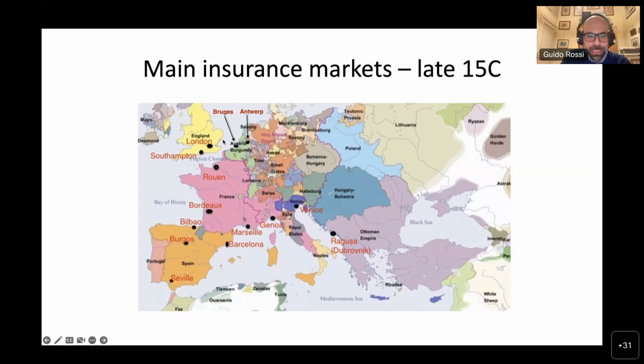We have to pay attention to England on the one hand, and here in modern day Belgium, to two cities, Bruges on the one hand and Antwerp on the other. We'll come back to that, but it's important to realize that they are very close to London. Southampton used to be the main insurance market in England till the 15th century, and progressively it loses out to London, which already was the main financial center of England.